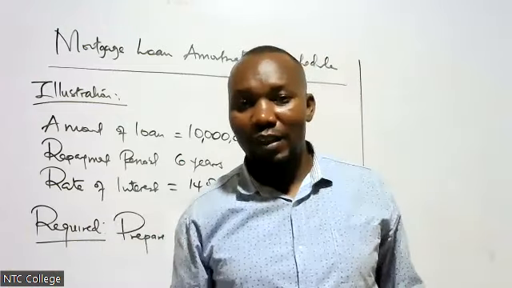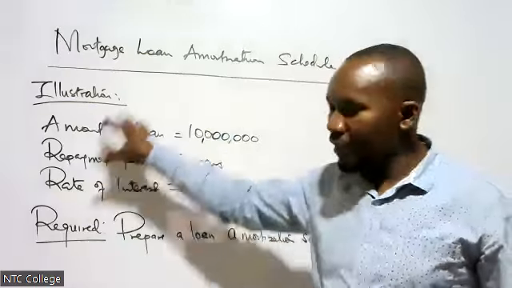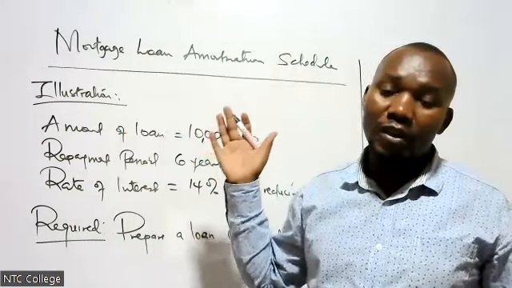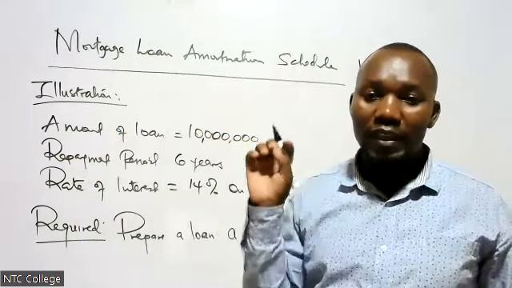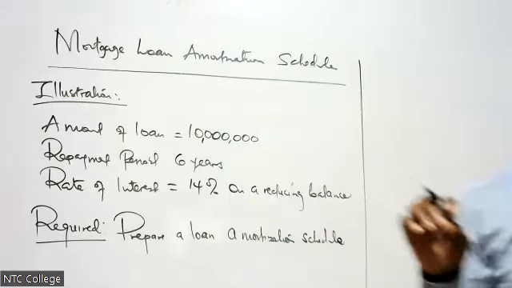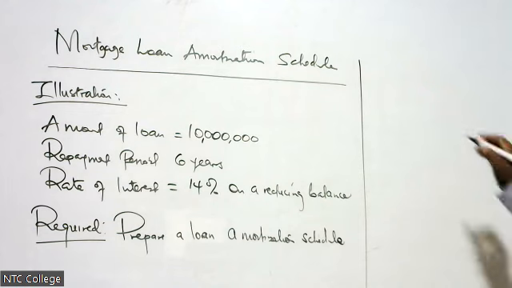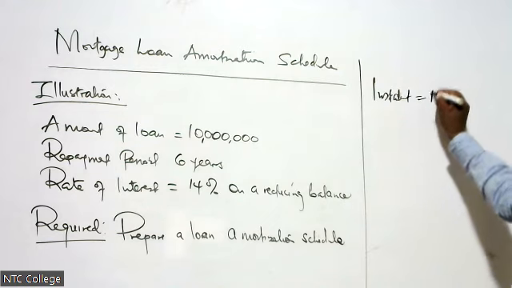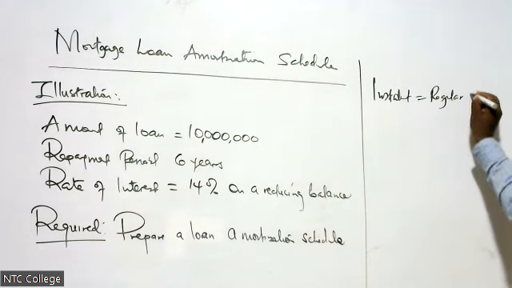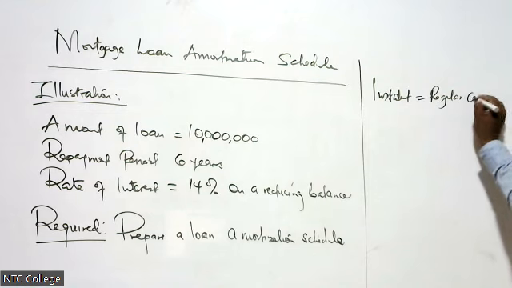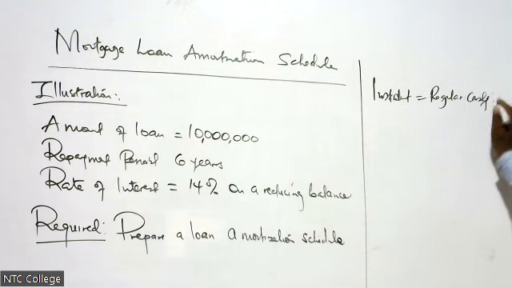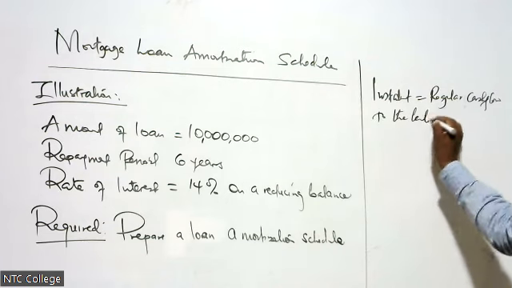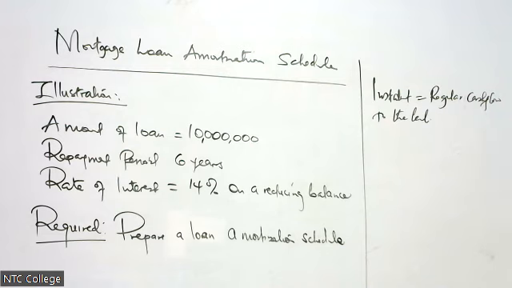So you know what happens with the regular cash flow. Don't look at it from your point as the loanee. Look at it from the point of the lender, the person who has given the loan. To him, he considers it as a regular cash flow. So installment will be regular cash flow to the lender. And how do we normally get it?